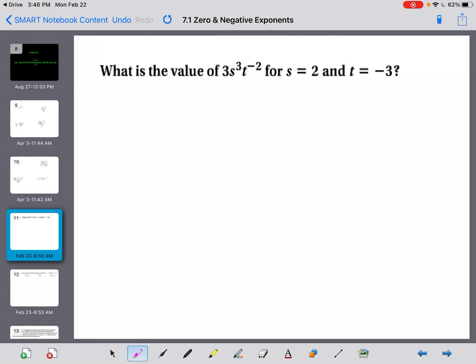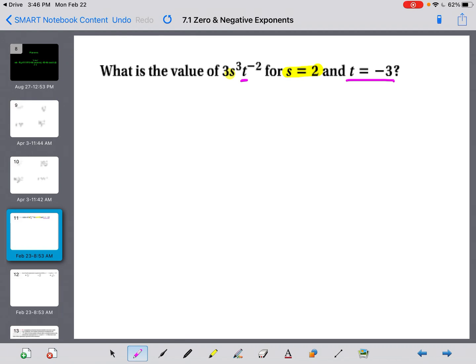Chapter 7, Section 1, Part 2. Today, we're going to be plugging numbers in, substituting in to find the value of the expression that they give us. Okay, so now wherever I see an S, I'm going to be plugging in a 2. And wherever I see a T, I'm going to be plugging in a -3.